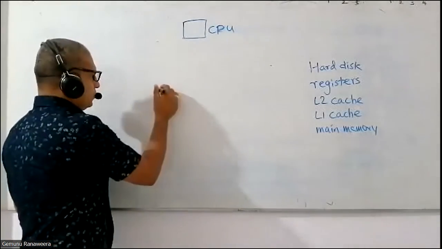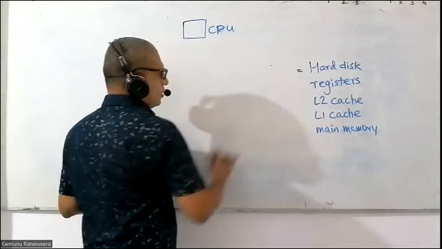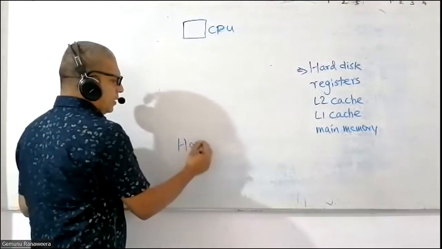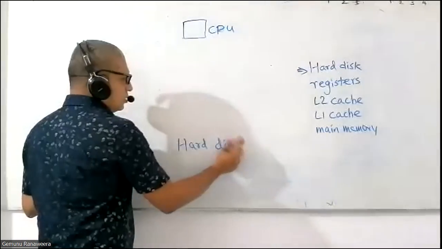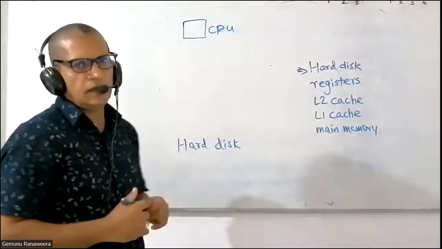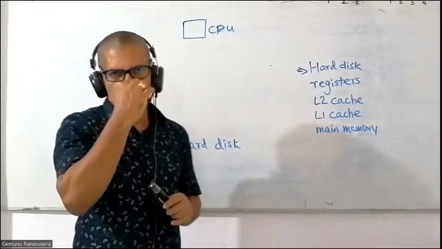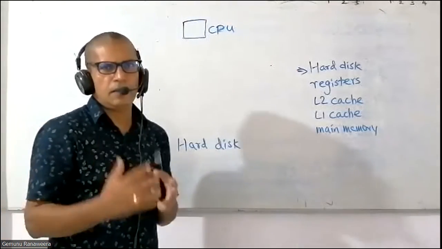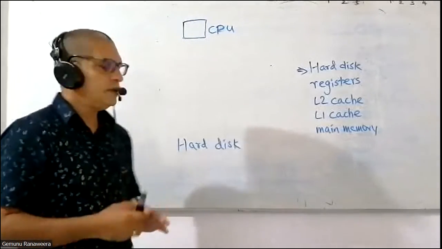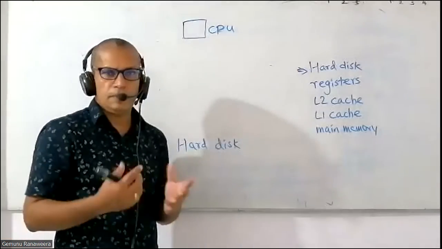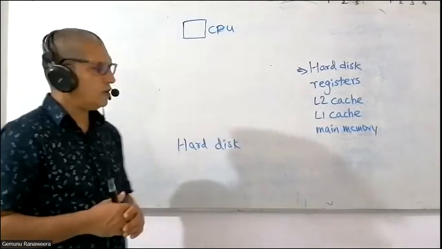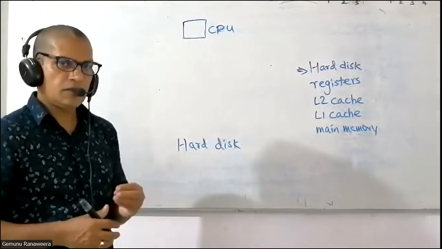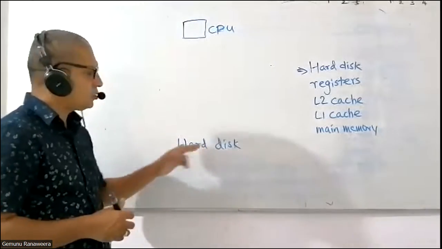If you take the storage medium, the hard disk, this is the place where users store their programs and data permanently. We call it non-volatile memory because even after a power cut, what is stored in this storage will not be lost. So your programs, instructions and data are permanently stored here.